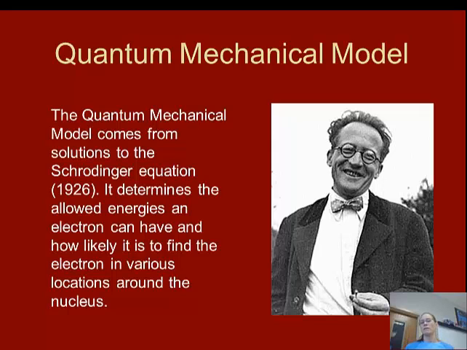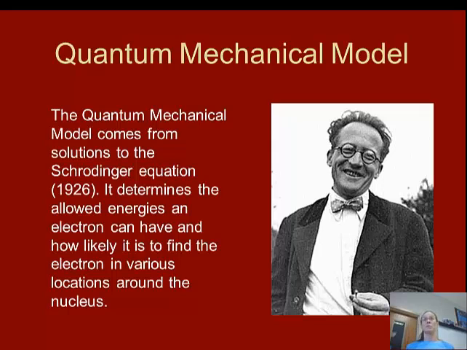At this point, Schrodinger developed his model of the atom, and Schrodinger's equations were better able to predict allowable energies for an electron that has absorbed energy and is emitting energy. And so this became the new model of the atom, the quantum mechanical model.